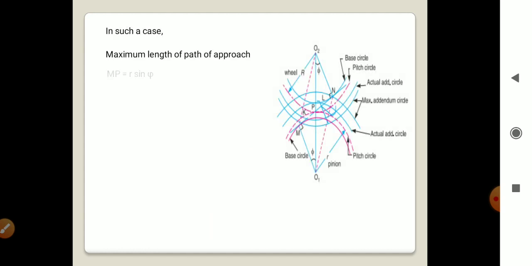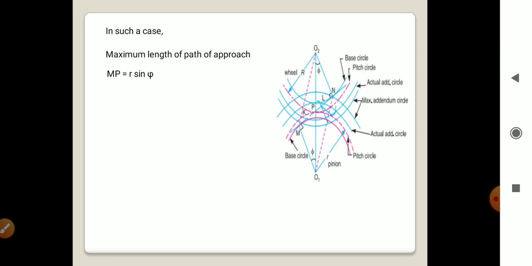In such a case, the maximum path of approach, that is MP, and the maximum path of contact. In the previous derivation, we derived the equation that KL is KP plus PL, the path of contact. KP is the path of approach and PL is the path of recess. The addition of these two gives the path of contact. Now we are going to see the maximum path of contact to avoid interference.